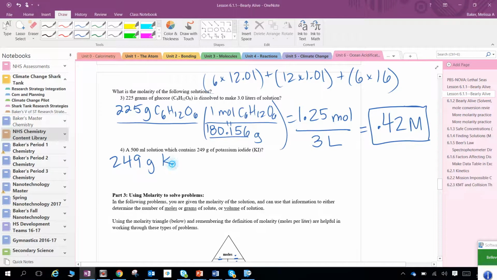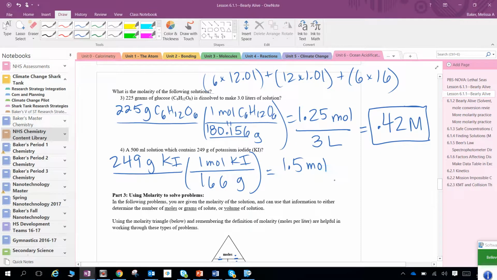249 grams of KI. We've got to get that into moles. Well, for 1 mole of potassium iodide, I've got to go to my periodic table and add that up. It's 166 grams. Multiply across the top and divide by the bottom. That's 1.5 moles of KI. Divided by, I'm going to first do my 500 milliliters divided by 1,000 to get it into liters. So now I can divide by 0.5 liters, and this comes out to be a 3 molar solution.